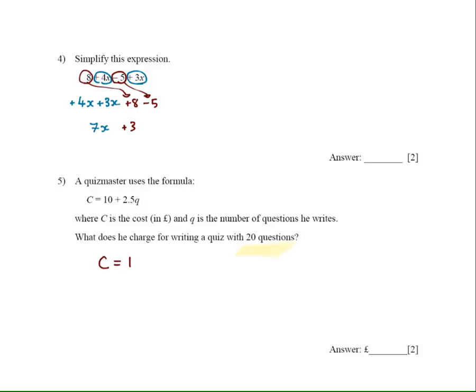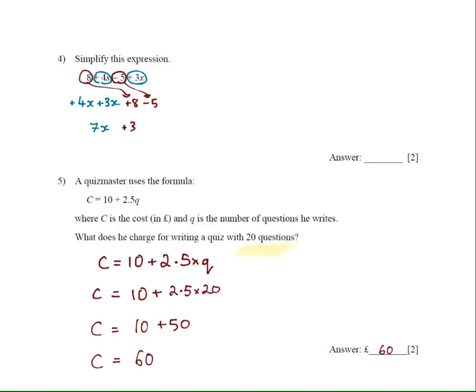I was very confused by some people's solutions. I didn't understand what they were doing. So we can rewrite the question here. I've written a times sign now. Then we're going to do 10 plus 2.5 times 20, because 20 is the number of questions. Then we're going to follow order of operations. So we're going to do 2.5 times 20, which is 50, and then 10 plus the 50 is 60. So you should have got £60 for that question.